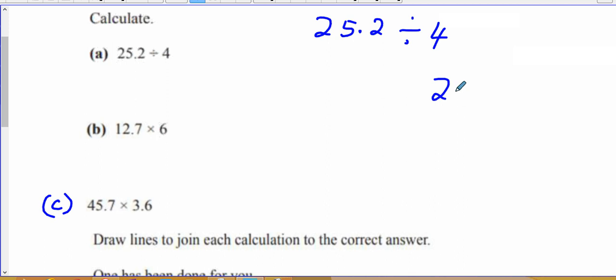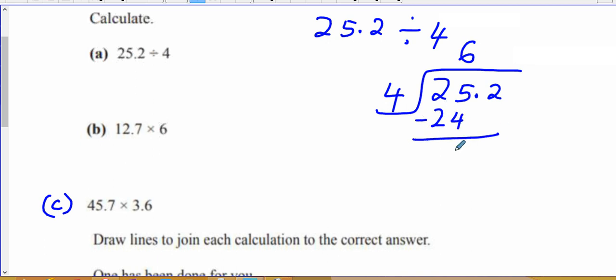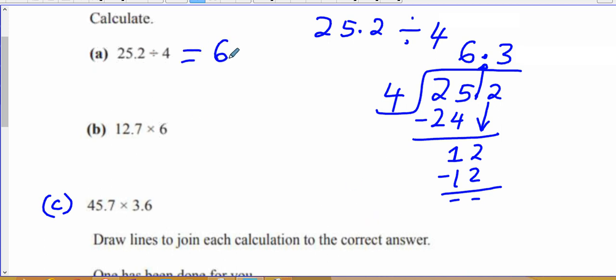You do 25.2 divided by 4. See that? 2 divided by 4 is not possible. Move one step ahead. This is 25 divided by 4. That is 6. 6 times 4 is 24. Subtract. The remainder is 1. Take this decimal point, put it over here. Then drop a 2, and this becomes 12. 12 divided by 4, the answer is 3. 3 times 4 is 12. When you subtract, the remainder is 0. So both mentally and using a calculator, you are getting the same answer, 6.3.